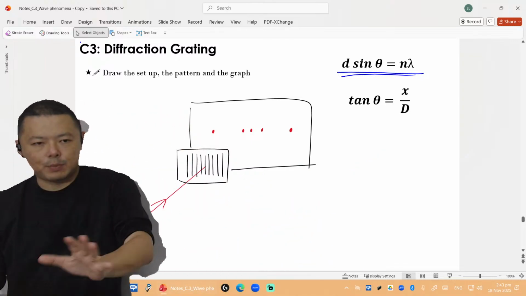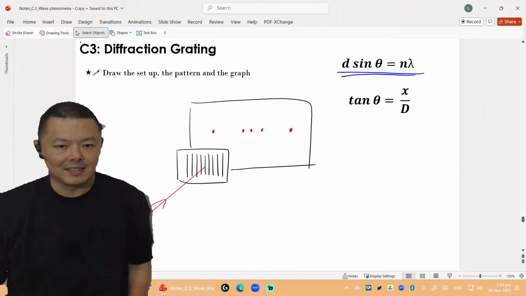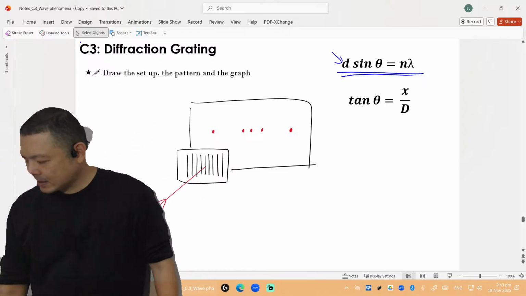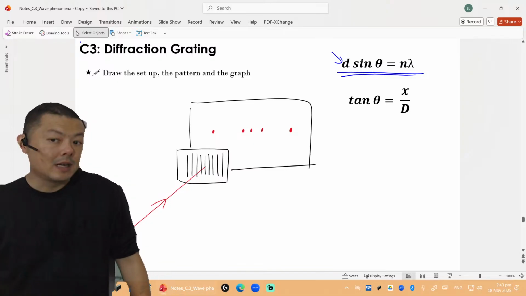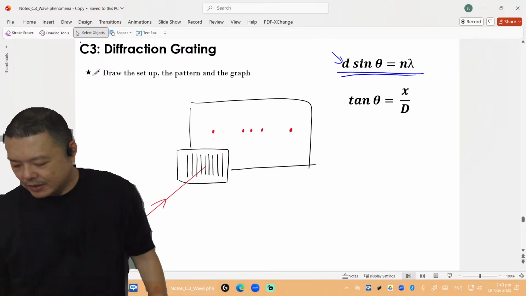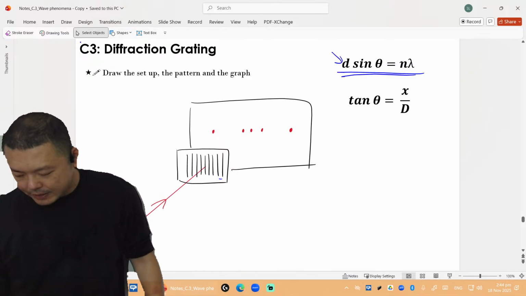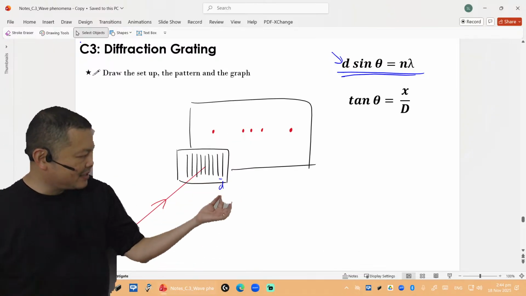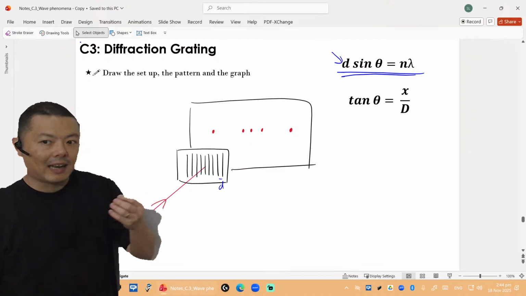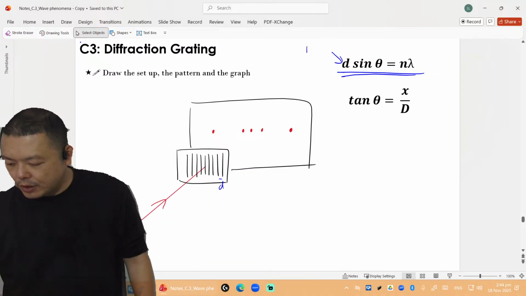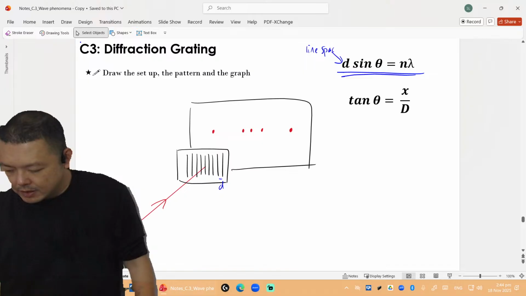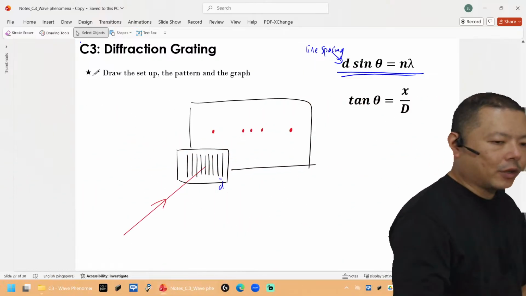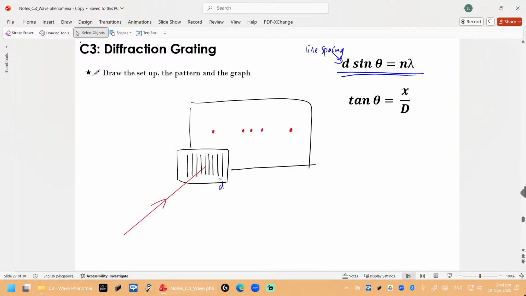So let's break it down first. What is d? What's small d? Distance between the two slits, right? Distance between any two slits, because now that you have a diffraction grating, you have multiple slits, so the distance is what we call the slit separation, or the line spacing. You could also call it grating spacing even.